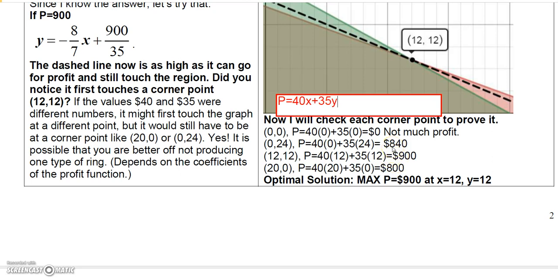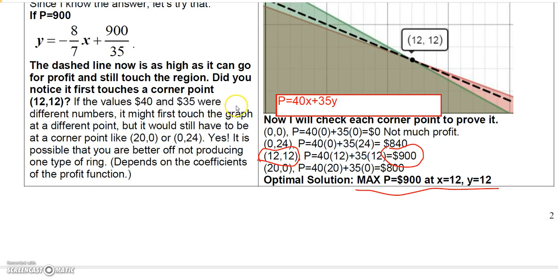So since the solution must occur at a corner point, then we just pick whichever one of these corner points gave us the maximum value. And so it looks like we get a maximum value of 900, and that actually occurs when x is 12 and y is 12. So that tells us that the optimal solution is a maximum profit of $900 when we manufacture 12 brass rings and 12 aluminum rings. Okay?